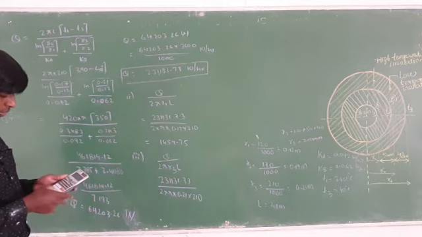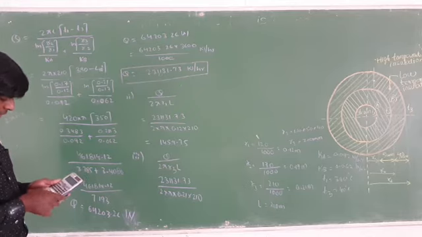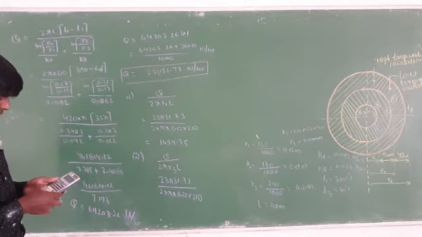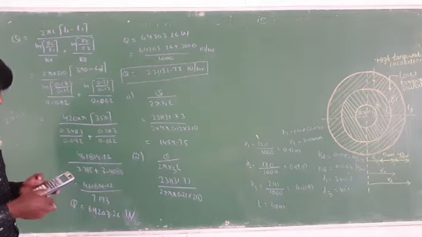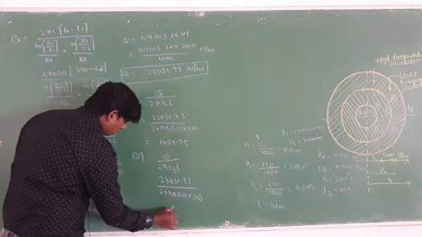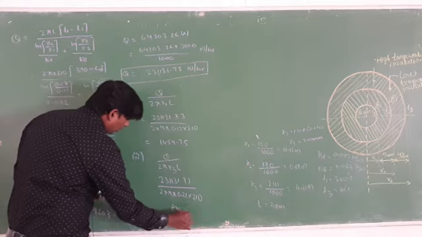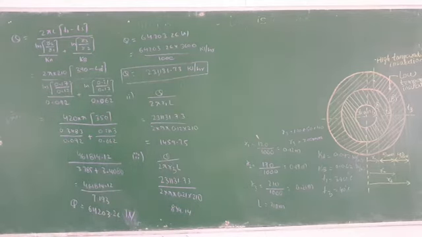So here I am substituting 231131.73 divided by 2 into pi into 0.21 into 210. So here I got 834.14. First value is 1459.75 and second value is 834.14.